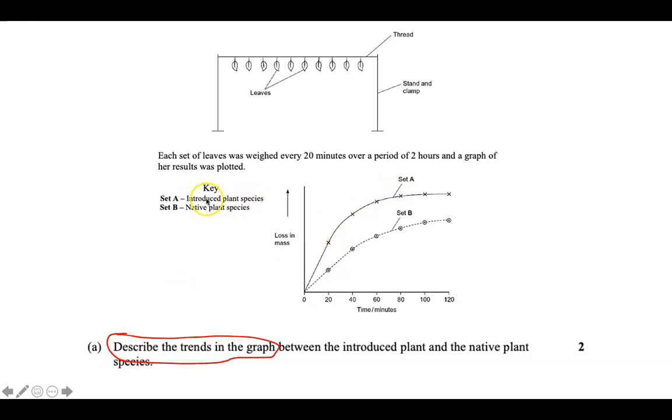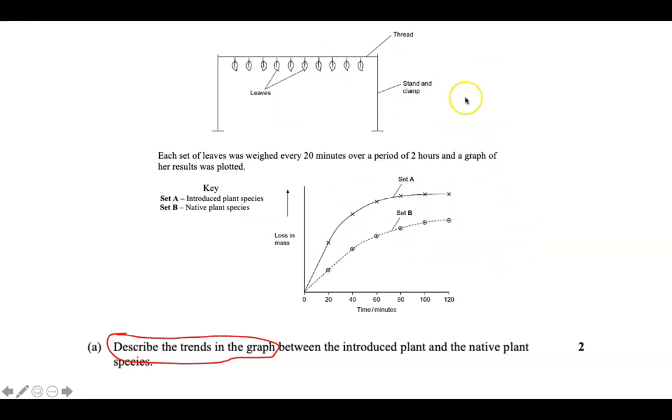Set A, which is the introduced plant species, loses a lot of mass quickly before it plateaus off. Set B also loses mass quickly before it plateaus off. And the other trend is that set B loses less mass than set A overall after 120 minutes, or 2 hours. There were a lot of answers that spoke about native plants having less stomates and being better suited for the environment and all those sorts of things.